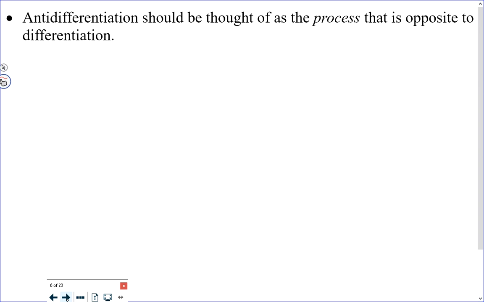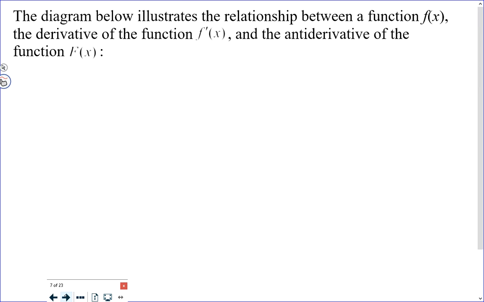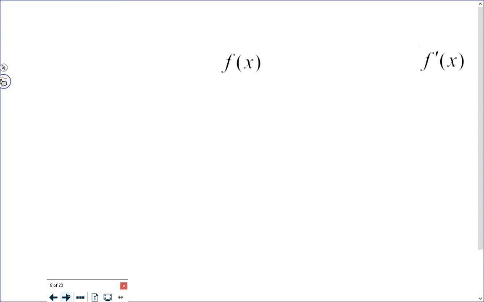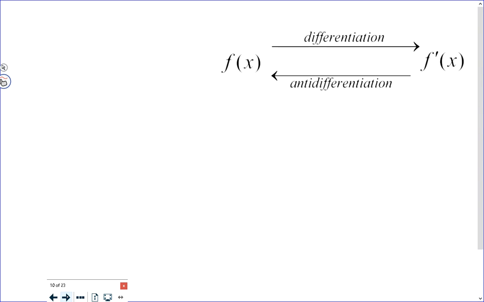It's very useful for you to think of antidifferentiation as being a process, and the process is the opposite to the process of differentiating. So the diagram below illustrates this nicely, I think. We have f of x and f prime of x. We know that to go from f of x to f prime of x requires the act of differentiating, which means that to go from f prime of x to f of x requires antidifferentiating. So if I give you a derivative and say, what's the function? You would antidifferentiate to get the function.